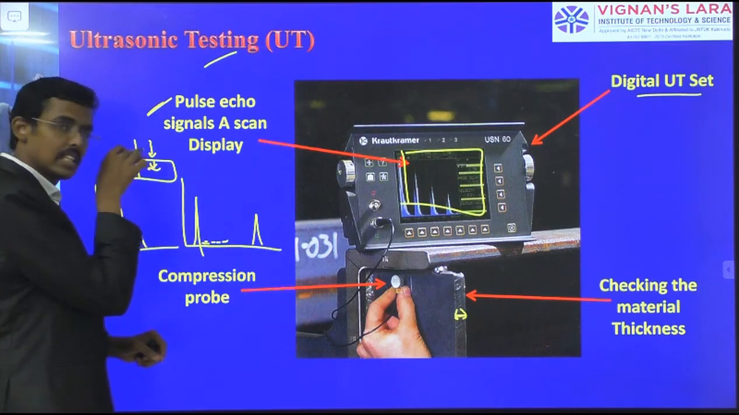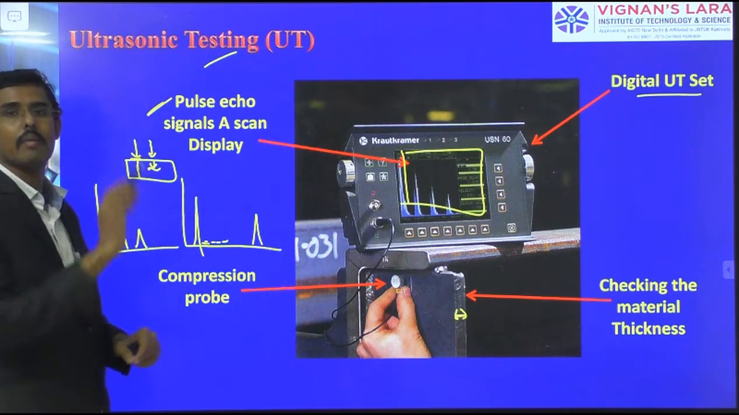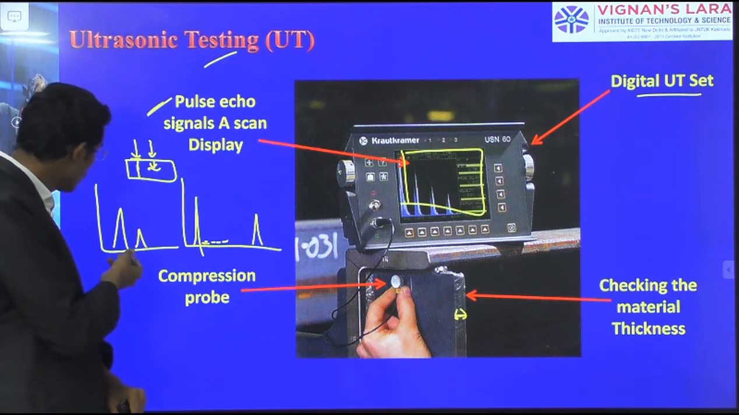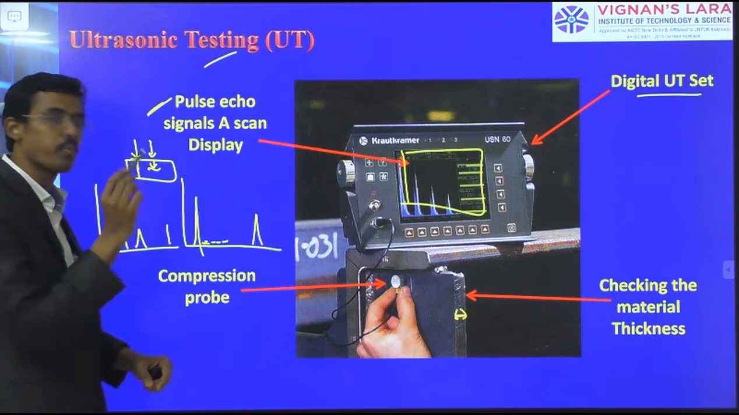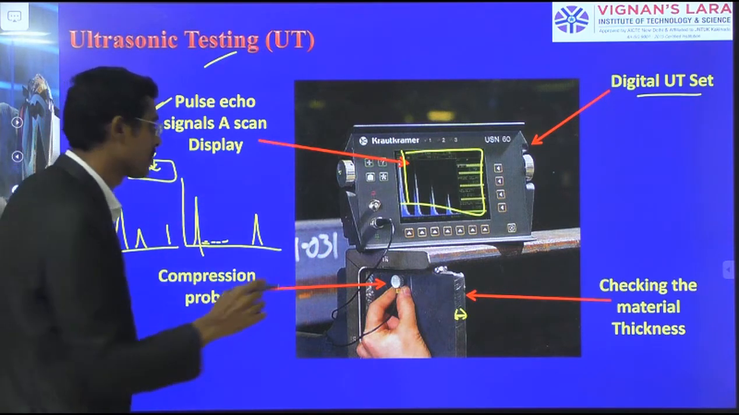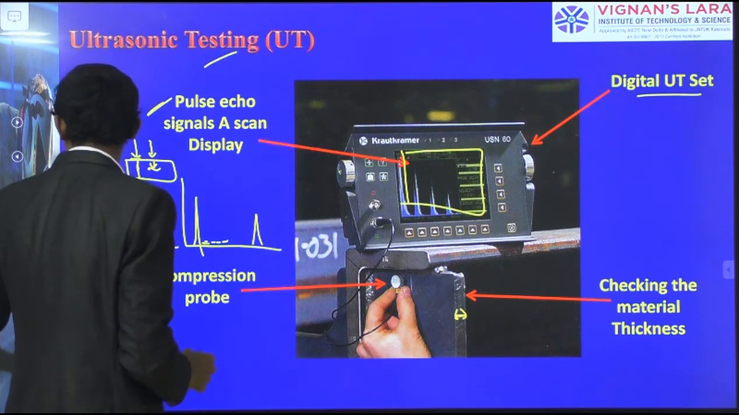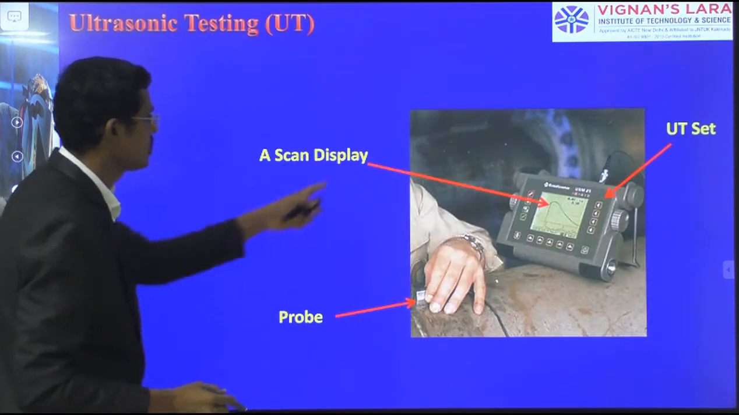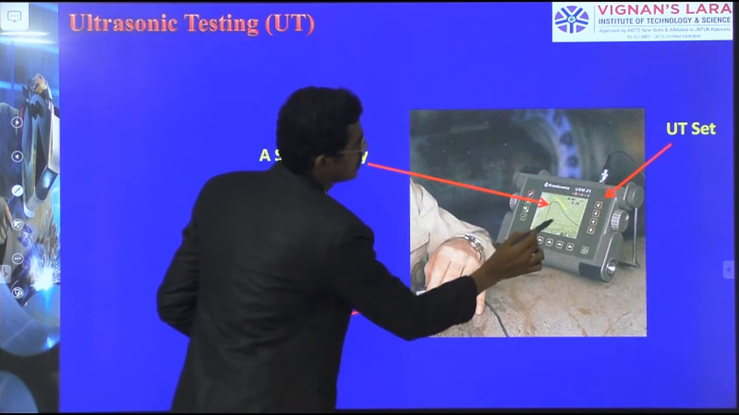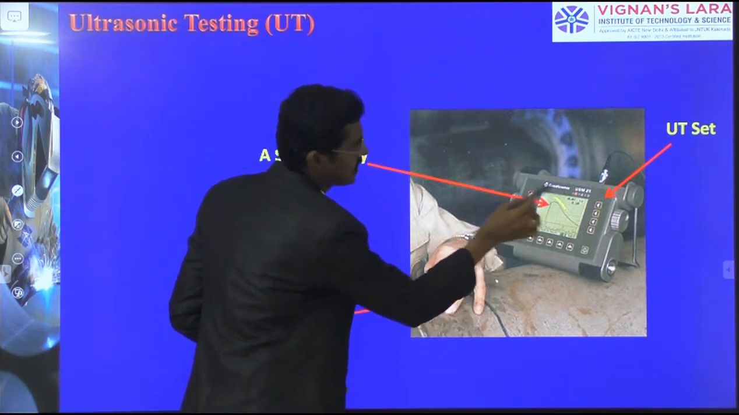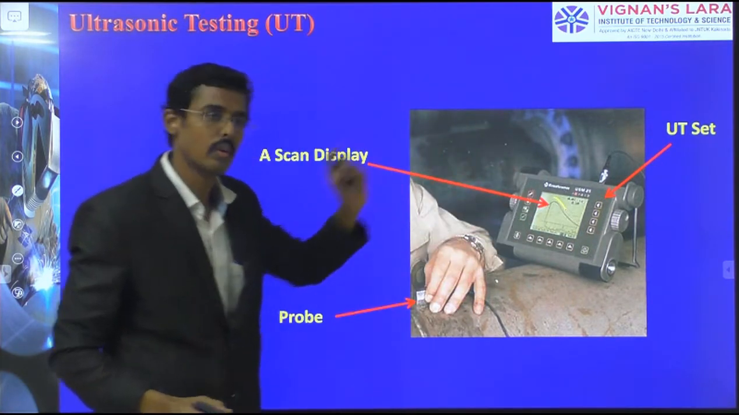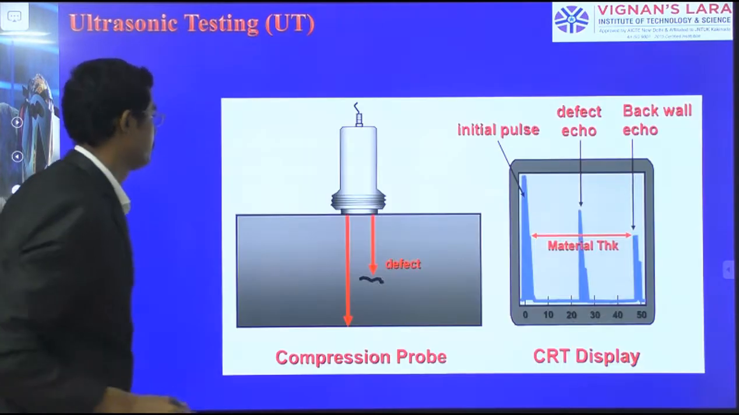The defect echo comes back, so we observe this as a defect before the wave reaches the back point. We identify this as a defect. The same thing we will see again here. You see, likewise a curve. The curve is visible on the screen. So likewise we are able to scan.